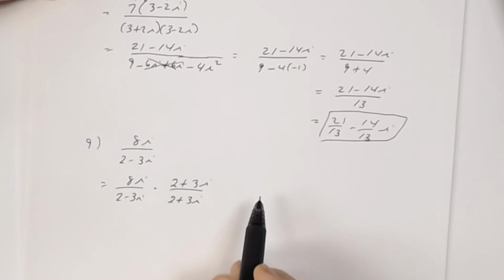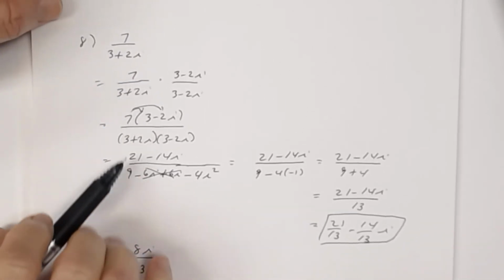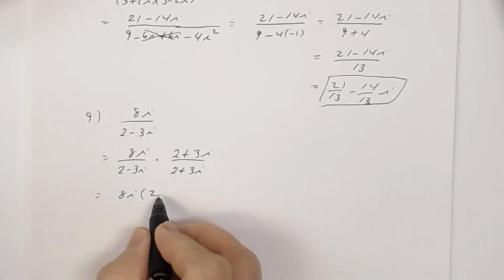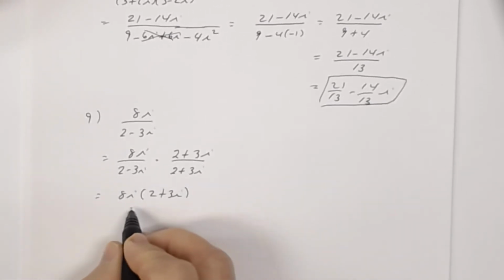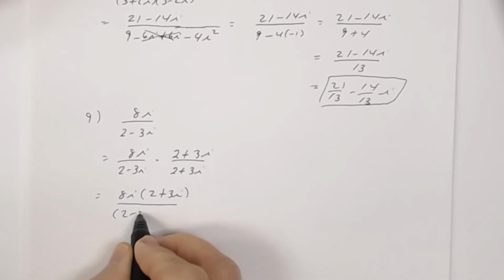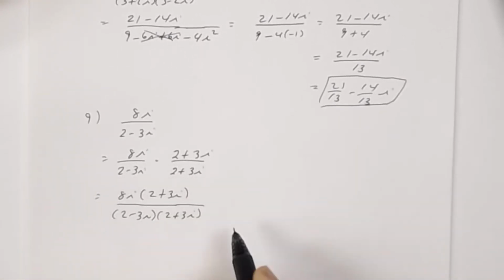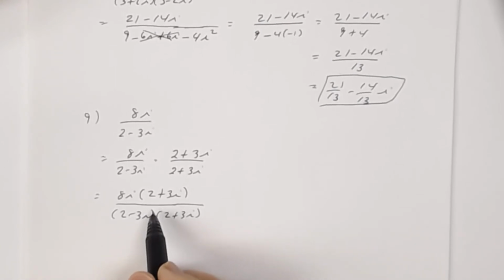And now we're going to rewrite this just like we did number 8. So you're going to say 8i times 2 plus 3i divided by, and then 2 minus 3i times 2 plus 3i. Okay, so let's get rid of the parentheses in both numerator and denominator.